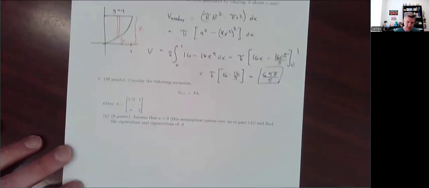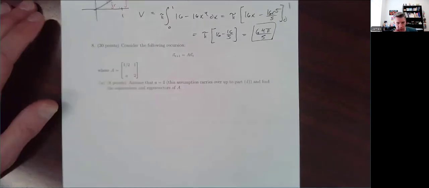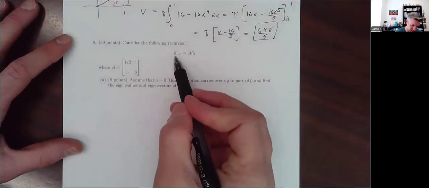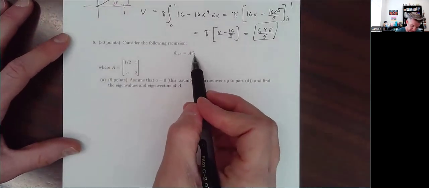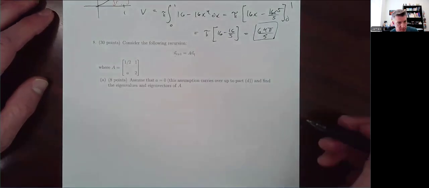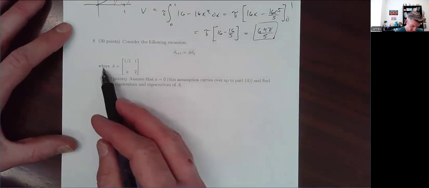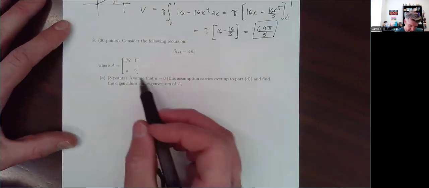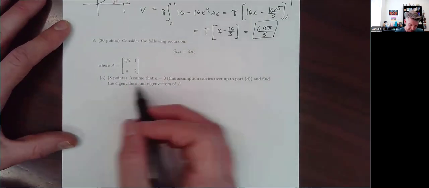All right. Consider the following recursion. Next year's population is equal to last year's population times the matrix A. Or I should say A times last year's population, where A is equal to this matrix. Assume that A equals 0. Find the eigenvalues and eigenvectors.